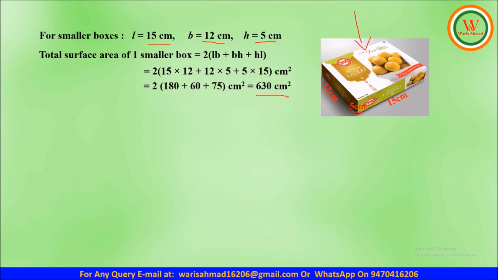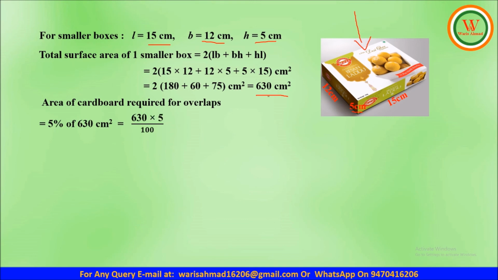After that, we have to calculate the area of cardboard required for overlaps, as we have calculated for the bigger box also. So 5%, we have to calculate 5% of the total surface area. So 5% of 630 centimeter square will be equal to 31.5 centimeter square. After that, we have to add these two areas together, because if we add these two areas, then this will return us the area of cardboard needed for making one small box.